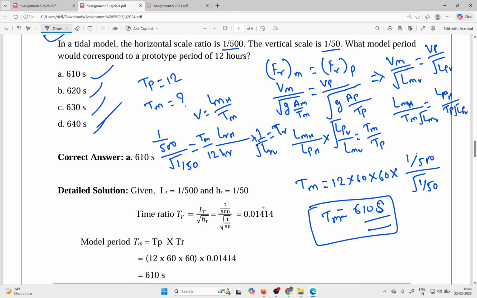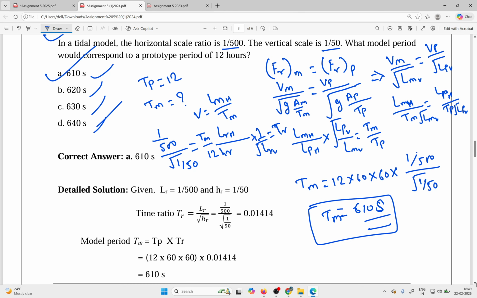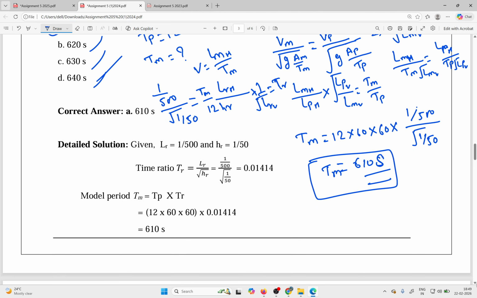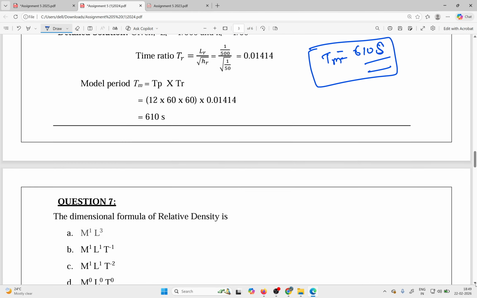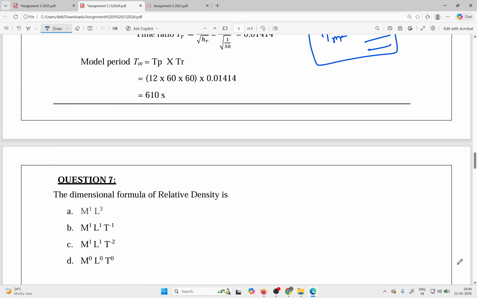Remember please always, how we will go with this, the very fundamental thing. If you know the dimension, you can play with the dimensions, no issue. Such type of question is very easy. The thing is you need to play with the dimensions. You need to know. Okay.